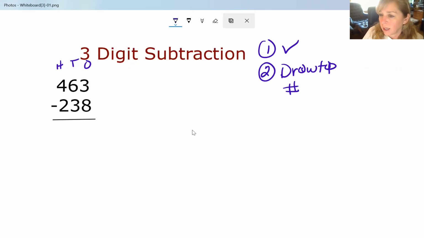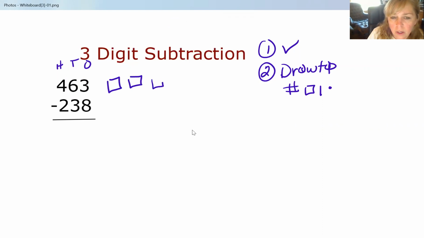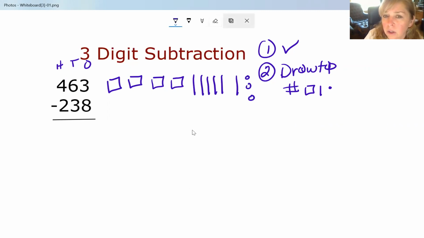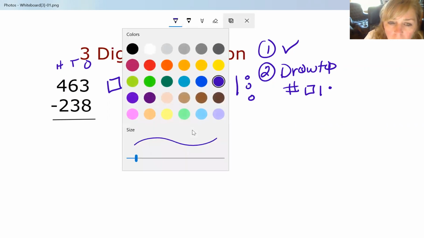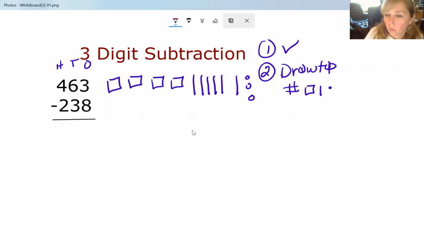And we're going to use, again, the 100 boxes, the 10 sticks, and the ones. So we have 100, 200, 300, 400, 60, 10, 20, 30, 40, 50, 60, and then 3. 1, 2, 3. Now I'm going to change colors here. Now, we only have 3. We have to take 8 away. So what are we going to do?